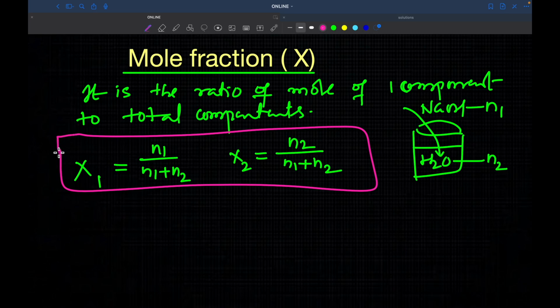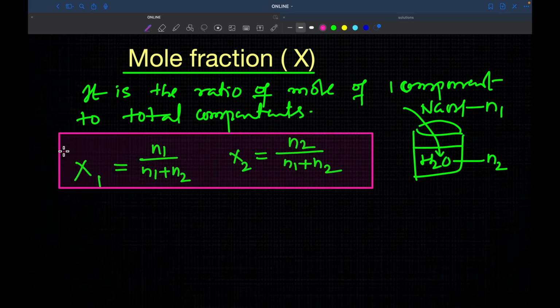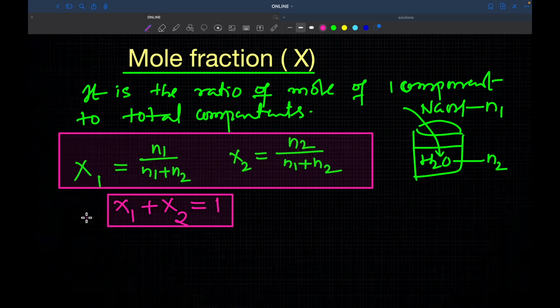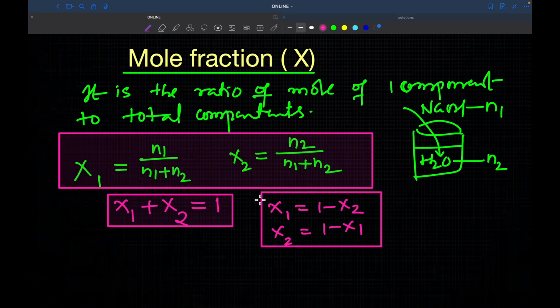It is the ratio of moles, that's why it will not depend upon the temperature at all. And the sum of mole fractions of a solution of two components is always equal to 1. That means if you know X1, you can calculate X2, and if you know X2, you can calculate X1 using this formula. You don't have to do it separately. So these four formulas you should remember.